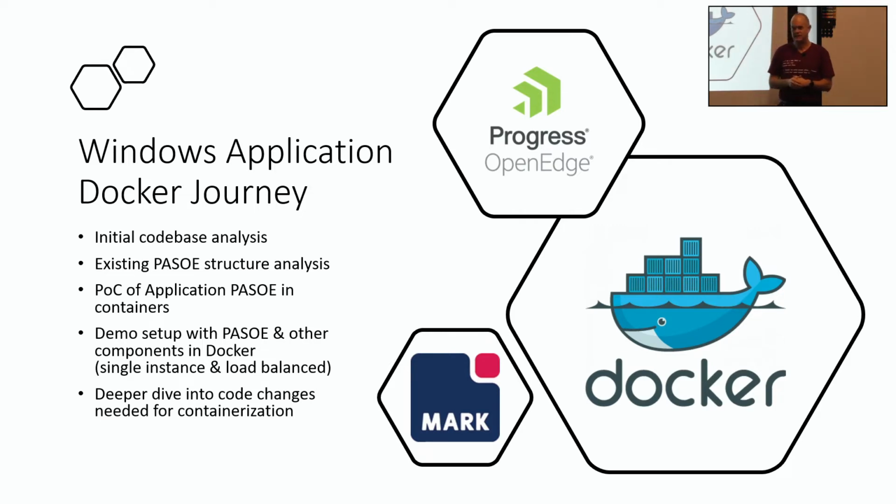And then the next bit is really, once we've proven that we have everything up and running, going into a deeper dive into the code and looking at what are the different, more intricate things that need to be changed: Windows-specific code, DLL calls, .NET code, references to hard-coded paths, and all sorts of other weird and wonderful things that you come across when you look at old application code like this.